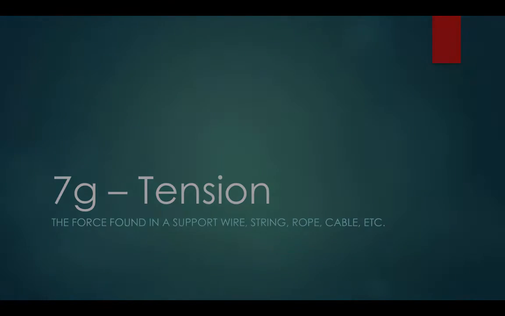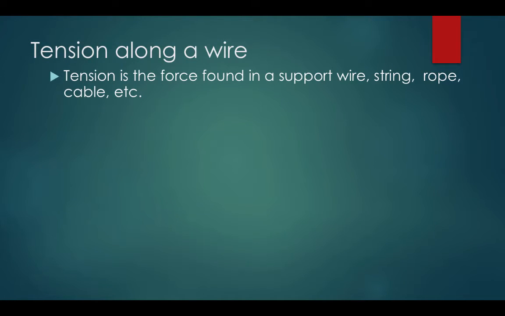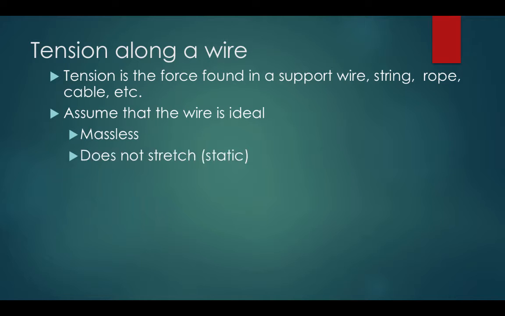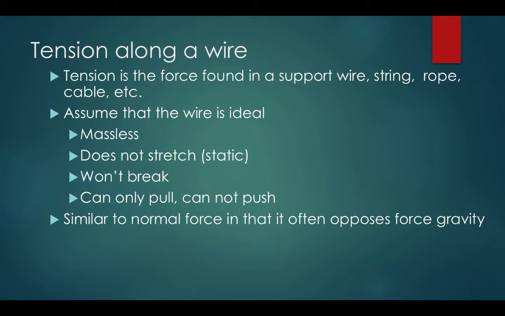Lesson 7G, Tension. Tension along a wire. Tension is the force found in support wires, string, rope, or cables. In Physics 11, we assume that the wire is ideal. That means it's massless, it does not stretch, also known as being static, it won't break, and it can only pull, it cannot push. It is often confused with normal force in that it often opposes the force of gravity.